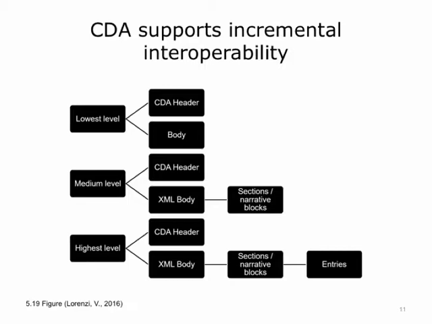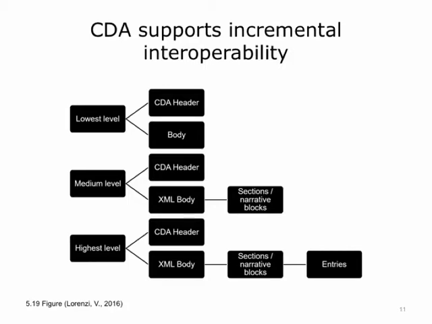A CDA document containing a PDF file is better than just to have the PDF document because you have a header to index the PDF. You know what kind of document it is, when it was created, who created it, and you can start doing some useful things with the header because it has structured data.